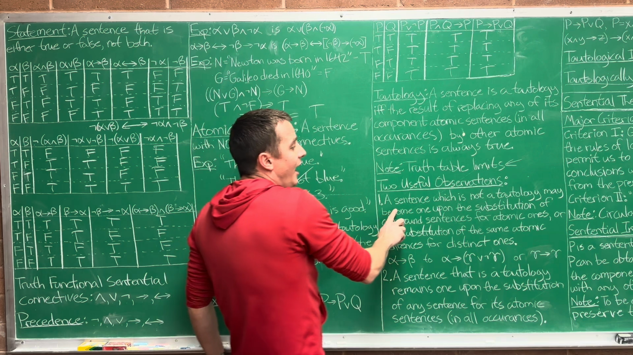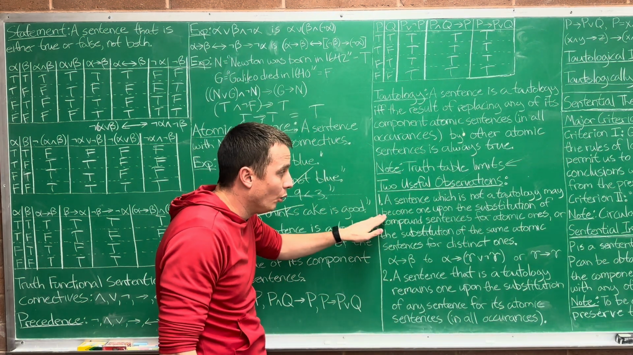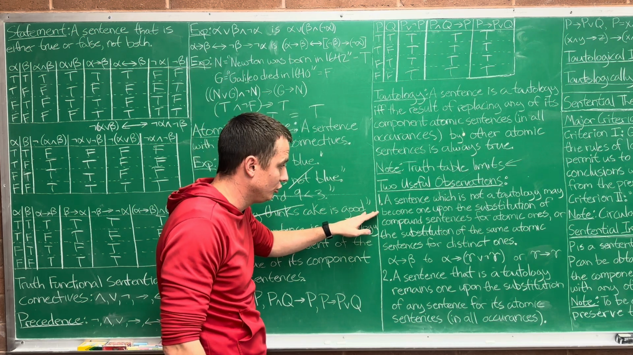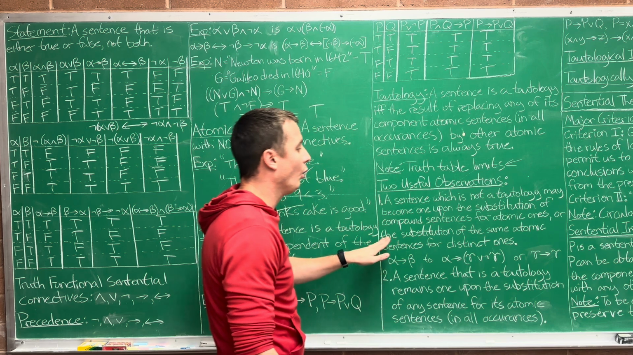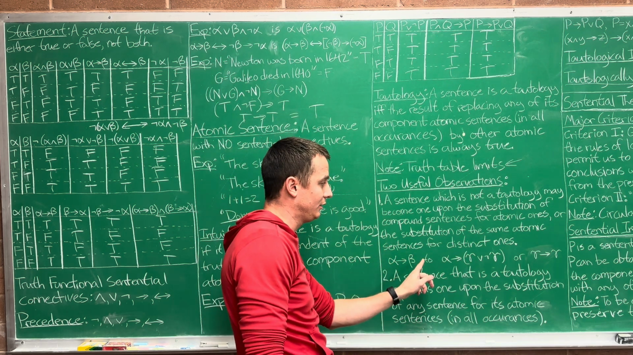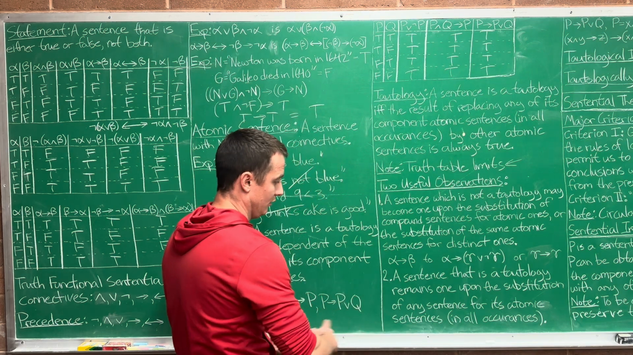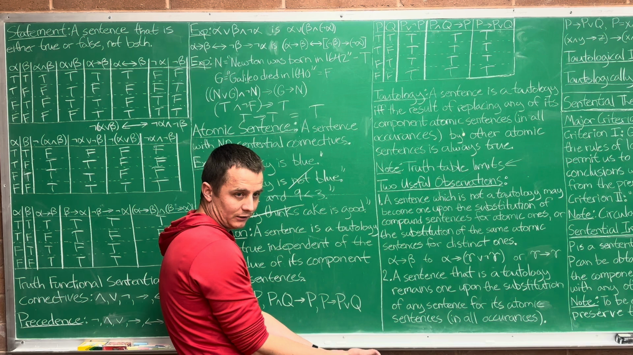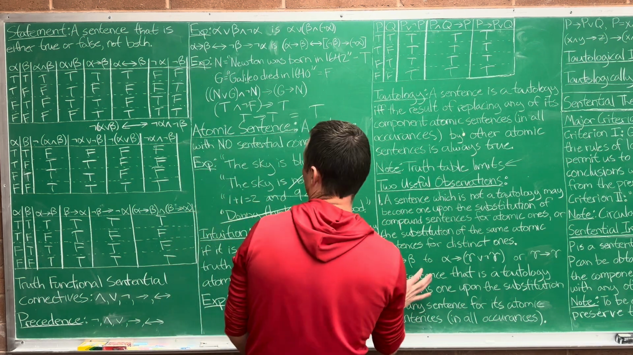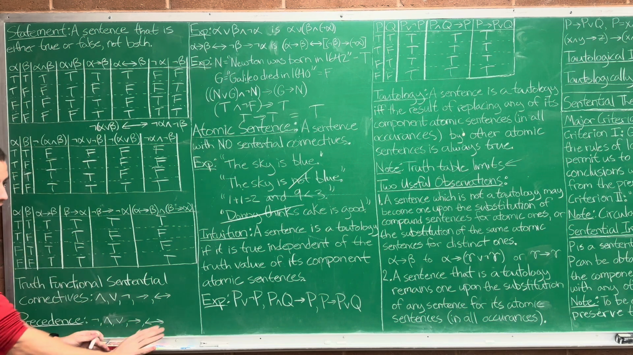Our first one: a sentence which is not a tautology may become one upon the substitution of a compound sentence for atomic ones, or the substitution of the same atomic sentence for a distinct one. So let's see both of those in action. That's a lot to take in. Alpha implies beta. Is this a tautology? No, it's possible for that to be false. You write the truth table for alpha implies beta. Here it is. We have a false there. So no, it's not a tautology.